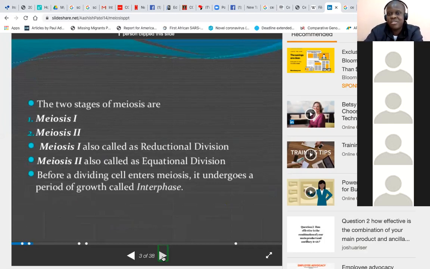So there are two stages of meiosis. We have meiosis 1 and we have meiosis 2. So the first meiosis.